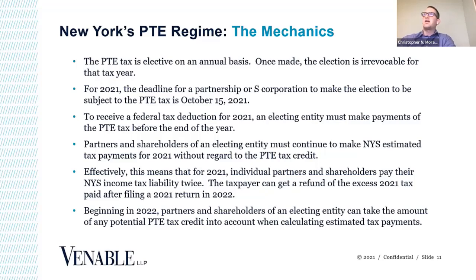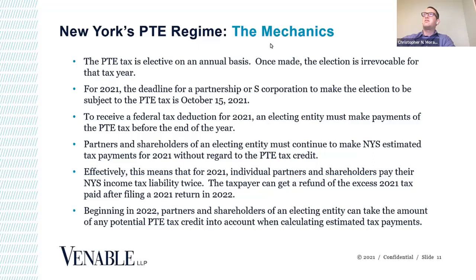And then to receive the federal tax deduction, so to benefit from the PTE workaround, the entity has to make payments of the PTE tax before the end of the year. So the tax has to be paid by 12/31/2021 to get a benefit in 2021.